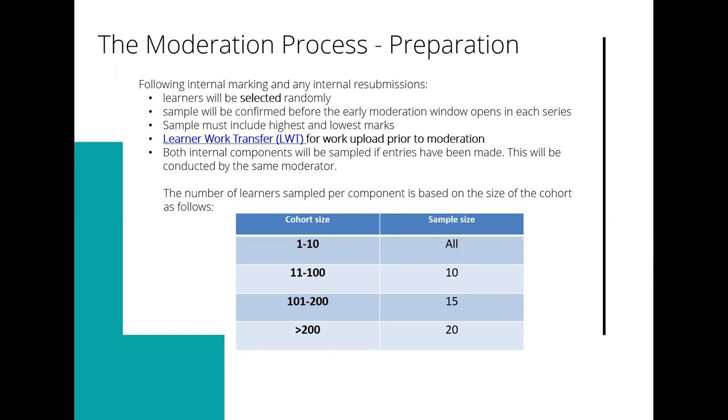The learner work and the assessment record sheet for each learner is uploaded onto the learner work transfer service. And again, I'll give you the link for that and how it gives you a bit of detail on how that works if you've not used it before. Okay, I know people have already used it for the legacy qualification, but just in case if you haven't, I'll make sure that link is sent out to you. Both internal components will be sampled if entries have been made. Now, for each component now, you have to make an entry for the series you are sitting. So if, for example, you've decided to do the October run for component one, you have to enter them for the December series because that's when it's moderated.